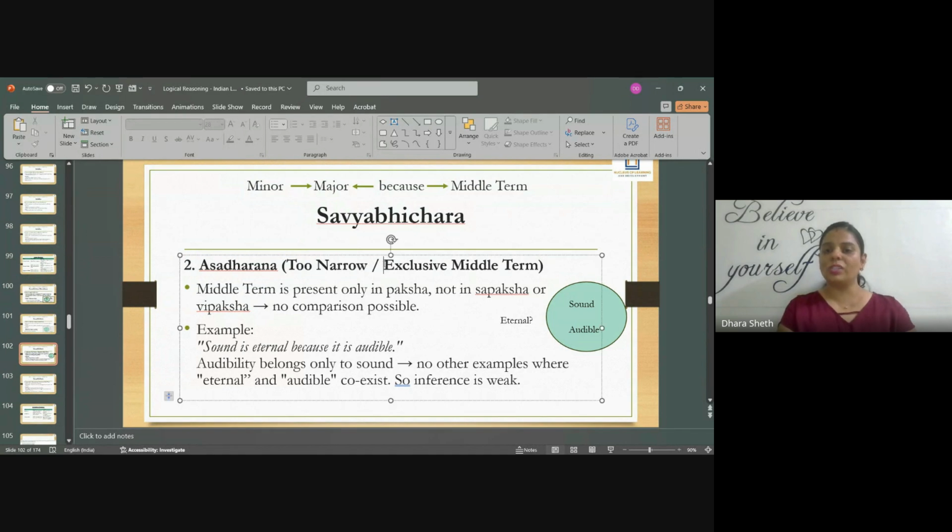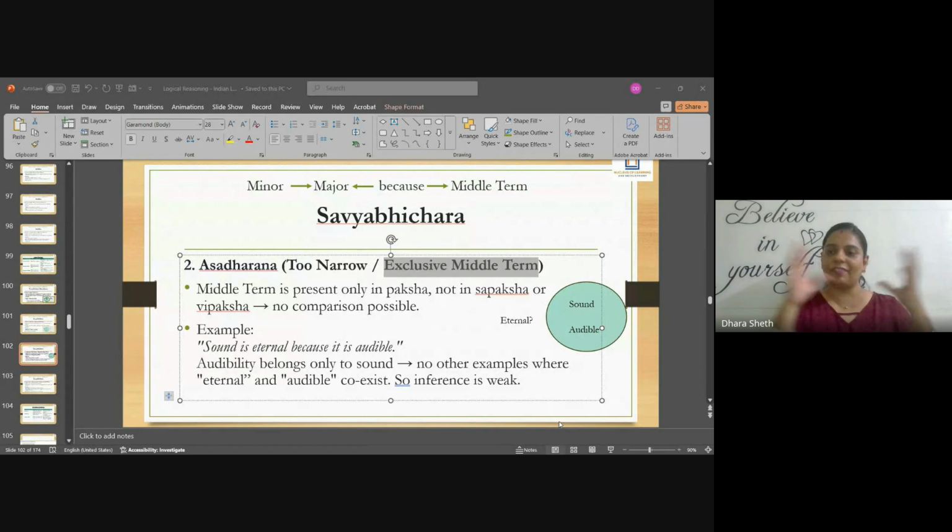It is an exclusive middle term. That is what they call it. Middle term is present only in the subject. It is not present anywhere else. There is no comparison possible. So the inference is weak. Understood this? In opposition with the previous one where it was everything, here it is only one thing. You have nothing to compare.